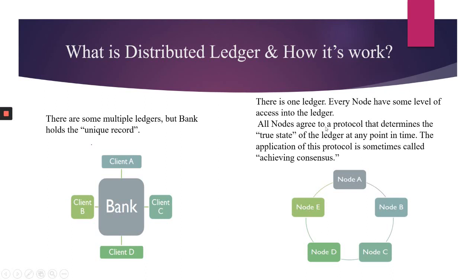All nodes agree to a protocol that determines the true state of the ledger at any point in time. The application of this protocol is sometimes called achieving consensus, because if one node does not agree with that statement, then consensus will not be verified on the system.